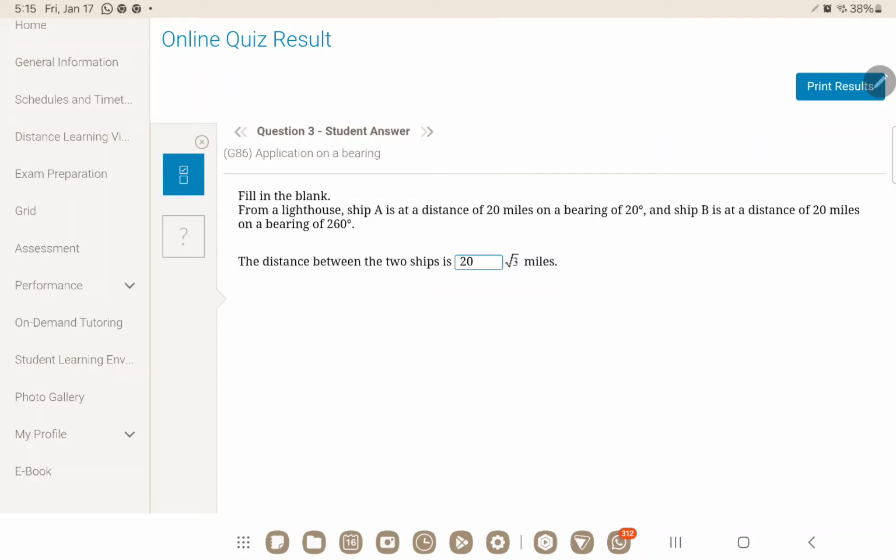Okay, again, another lighthouse question. So we have from a lighthouse, here is your lighthouse. Ship A is at a distance of 20 miles on a bearing of 20 degrees, and ship B is at a distance of 20 miles on a bearing of 260 degrees. Now, ship A, let's draw it with green, is at a distance of 20 miles on a bearing of 20 degrees. So the bearing of 20 degrees would be somewhere like this. Here is ship A at 20 degrees, which is here, 20.